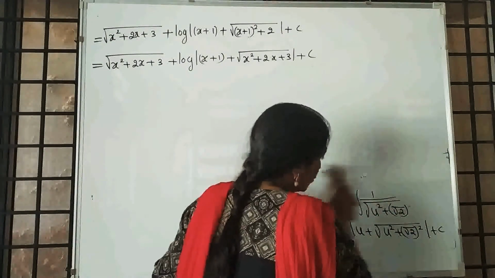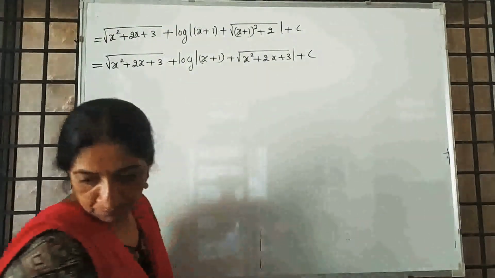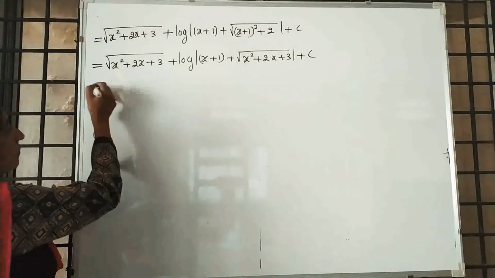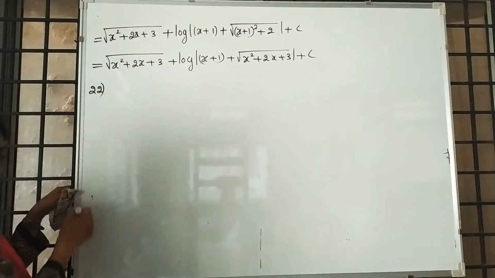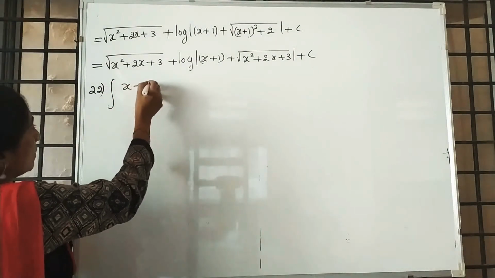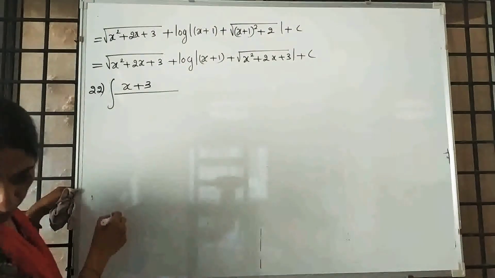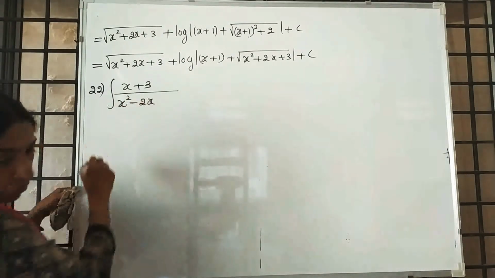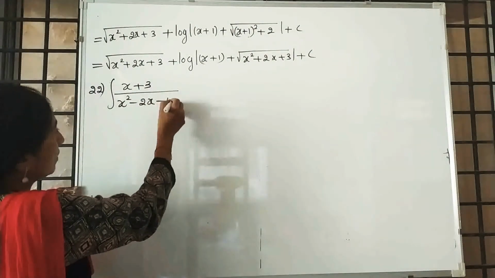Moving to the next question, that is question number 22. This is also homework. Integration of x plus 3 upon x square minus 2x minus 5.